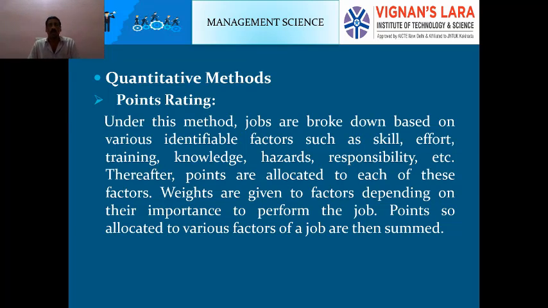That means here the various points are taken into consideration to allot points to traits such as skill, effort, training, knowledge, responsibility. To what extent these parameters are fulfilled by the job, accordingly points are allotted. These factors are very important to give the appropriate points. For example, out of some total points, maybe 100 or sometimes 50 or sometimes 10 total points. Accordingly, how many points are obtained by a job? This is the first one, points rating method.